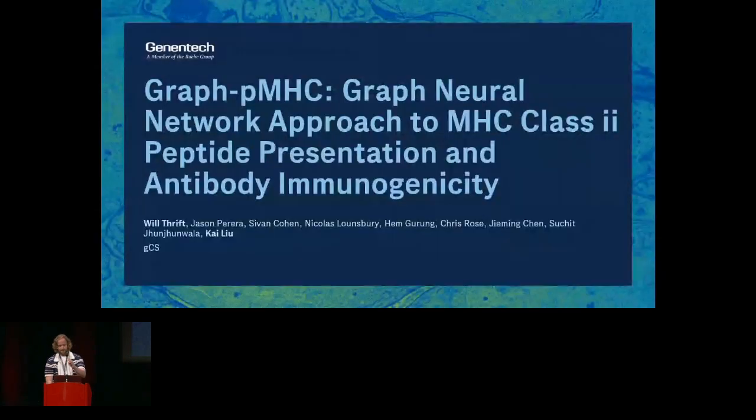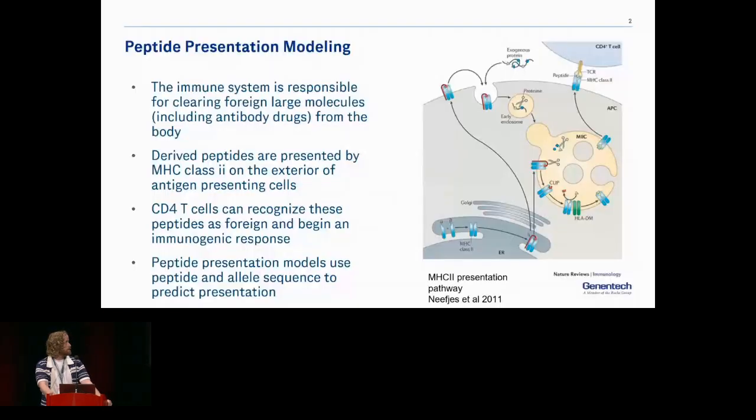All right. So it's the immune system's job to remove foreign proteins, and this matters a lot to us at Genentech because antibody drugs are foreign large molecules. And so if you have an immunogenic response against an antibody drug, you'll reduce the efficacy, or worse, you'll cause safety issues that aren't found until very late in a clinical trial. And so we'd like to avoid that.